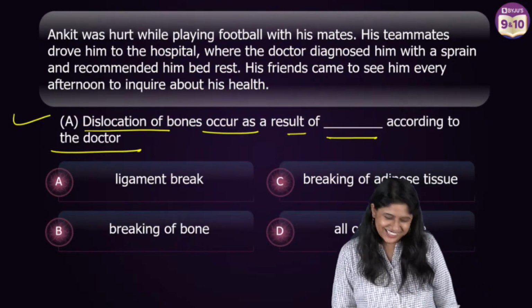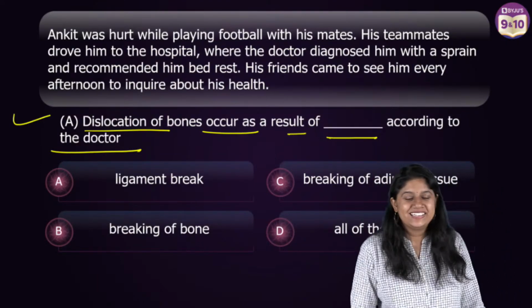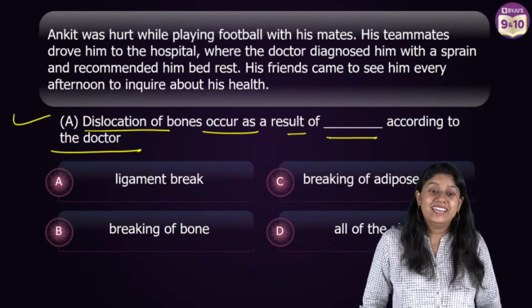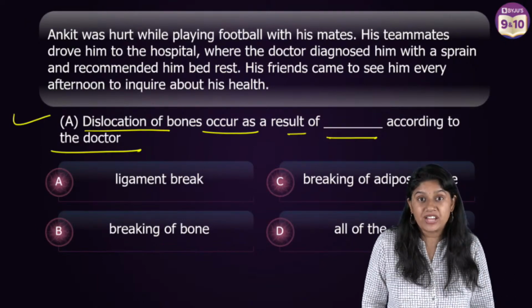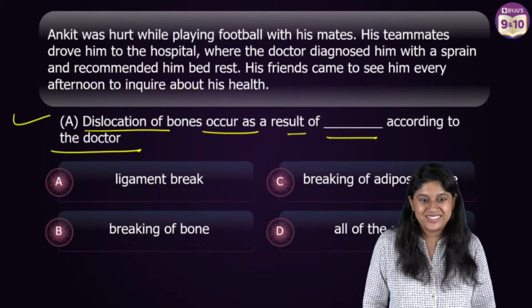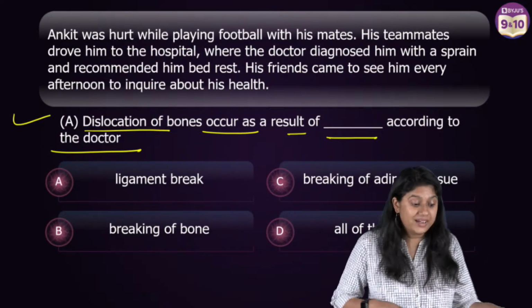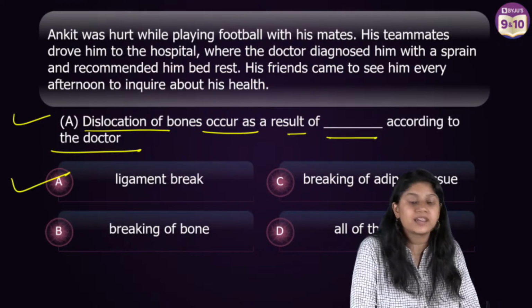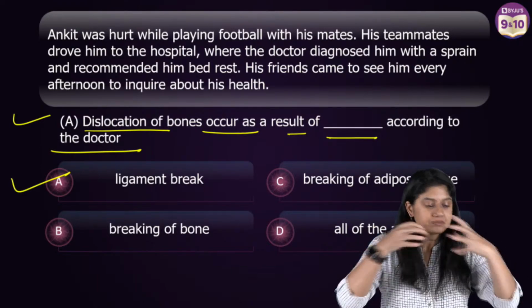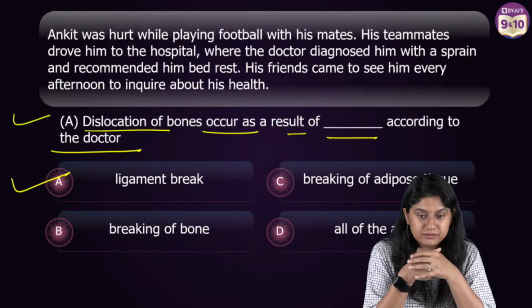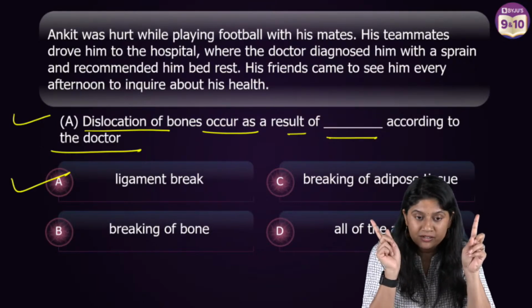So sweet of his friends. Yes, lignin is the deposition that we have on the sclerenchyma tissue. Okay, I can see the answers. Very good. Ligament break. Absolutely correct. See, we know that bones are joined by ligament. Bones and muscles are joined by tendon.